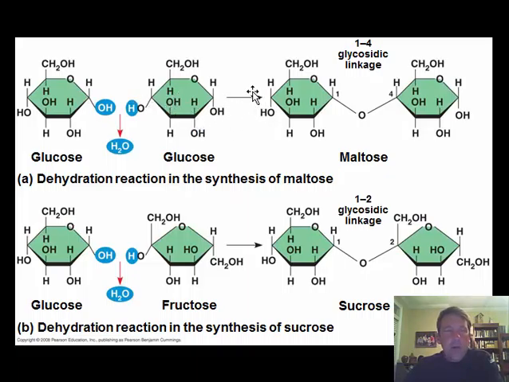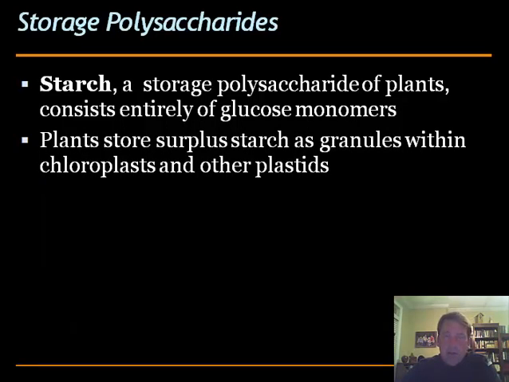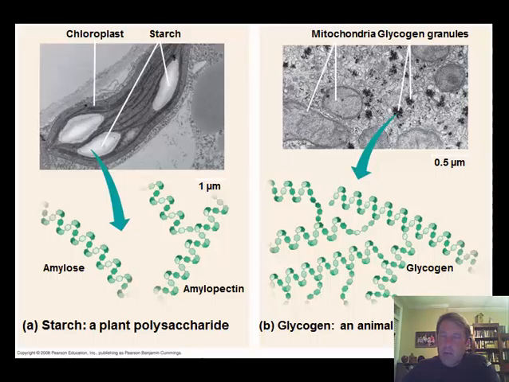So when we have 3 or more that hook together, we refer to that as polysaccharide. And there's some common polysaccharides that we see in nature. We have starches. Starches are found in plants, and they consist pretty much of just a bunch of glucose monomers hooked together. And so starch is one, glycogen is another one. Glycogen is a polysaccharide that's found in animals, and starch is found in plants.